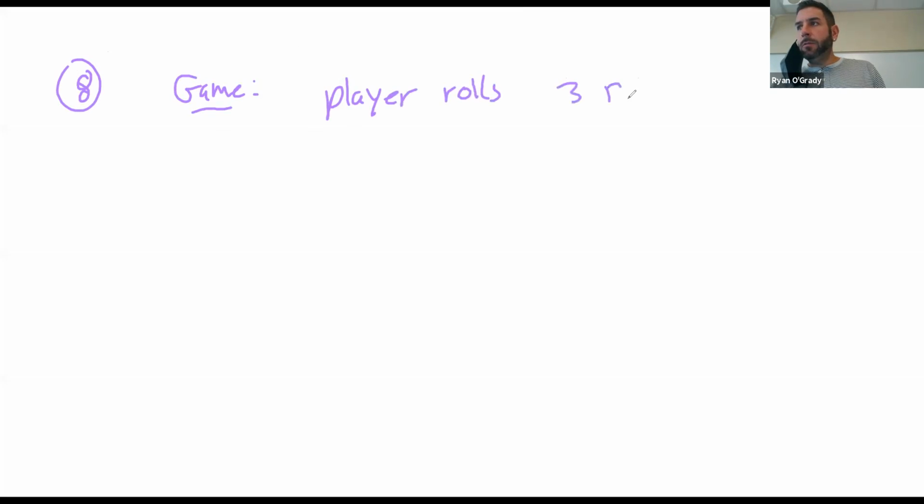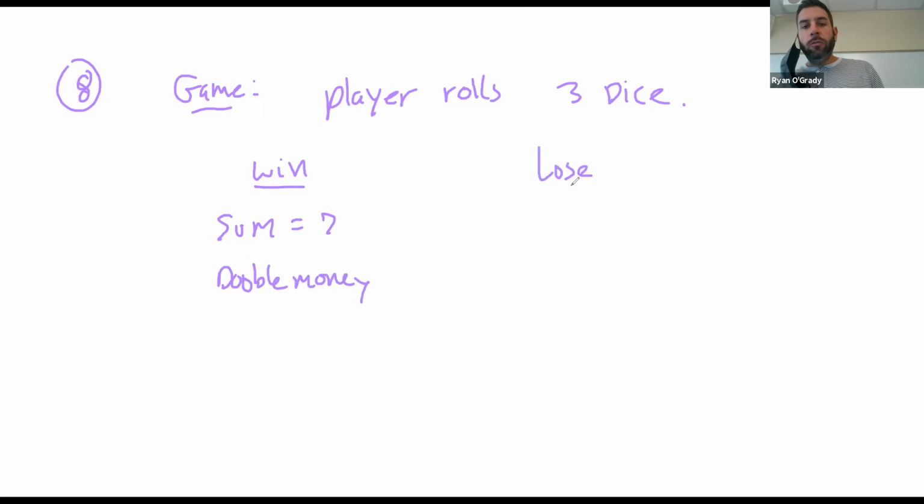So let's look at number 8. Number 8 says, here's a game. The player rolls 3 dice. What is a win? A win is if the sum is 7, and you double your money. You lose otherwise.